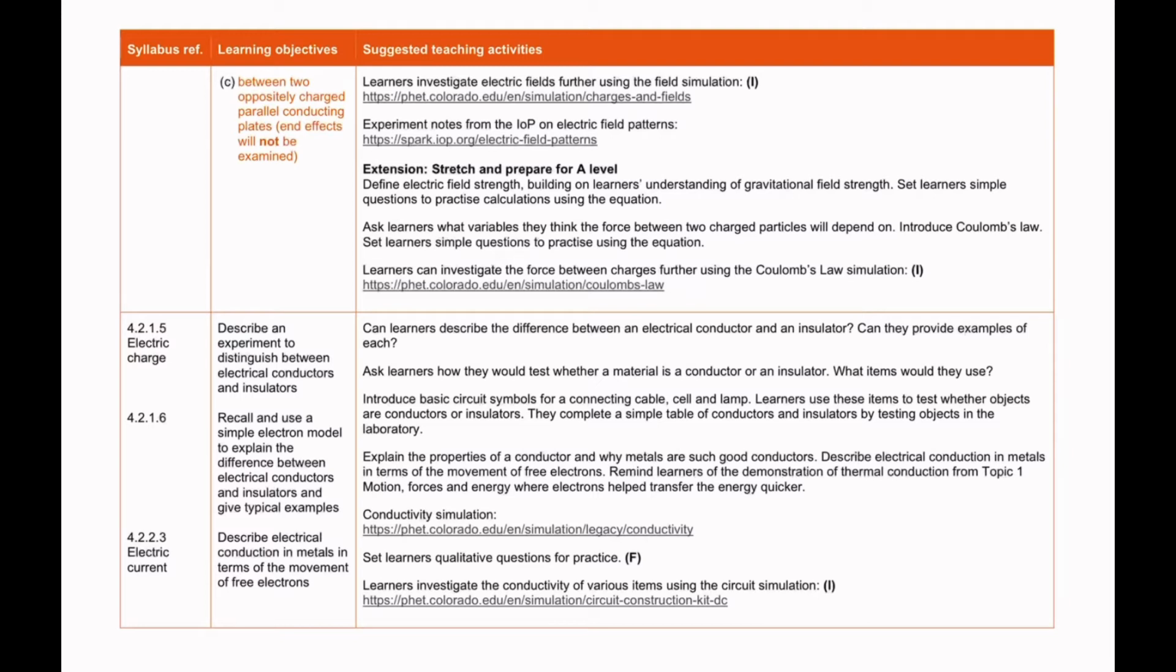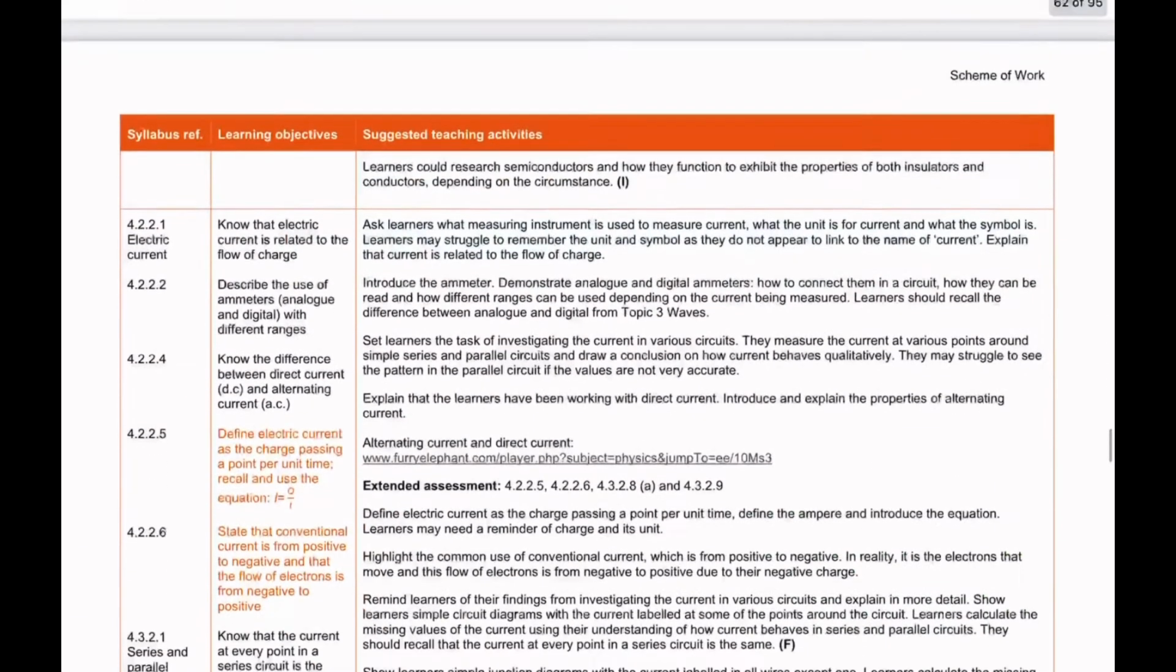Key concept 4.2.1 Electric charge. Learning objectives. Describe an experiment to distinguish between electrical conductors and insulators. Recall and use a simple electronic model to explain the difference between electrical conductors and insulators, and give typical examples. Key concept 4.2.2.3 Electric current. Learning objectives. Describe electrical conduction in metals in terms of movement of free electrons.